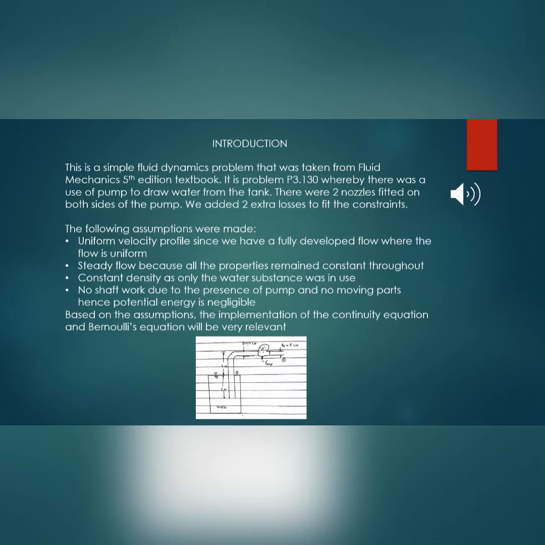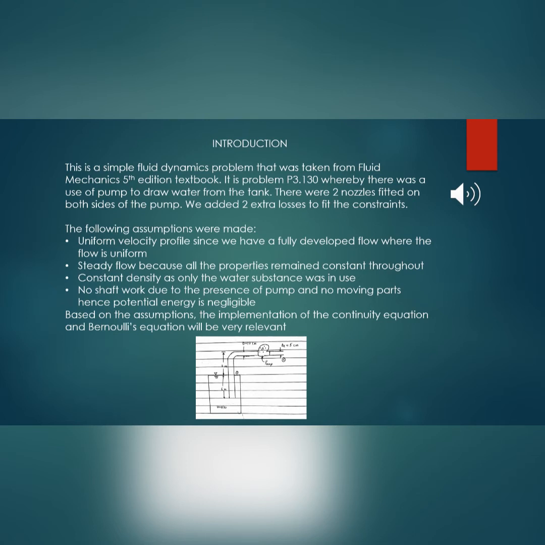This is a simple fluid dynamics problem that was taken from the Fluid Mechanics textbook, the 5th edition. This problem is from part 3, problem number 130, whereby a pump was used to draw water from the tank. There were 2 nozzles fitted on both sides of the pump. We added 2 extra loops to fit the constraints, and the following assumptions were made.